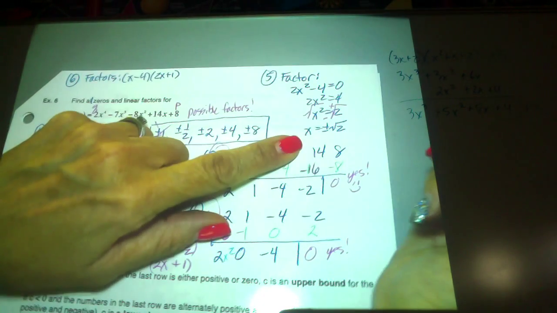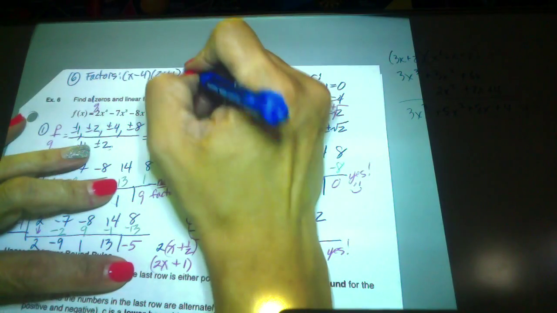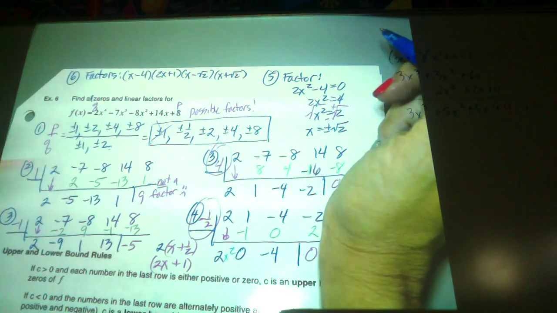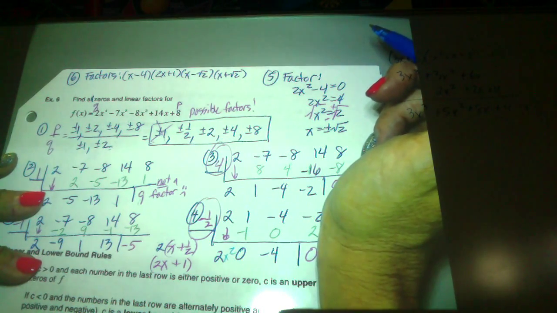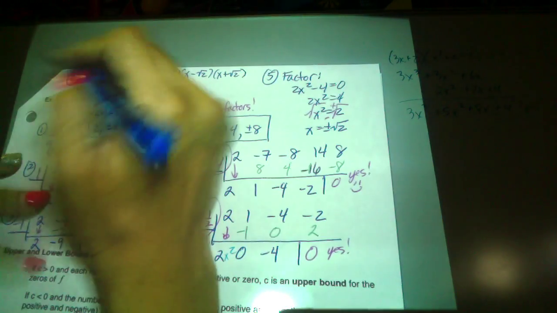And then these ones, how am I going to write positive radical 2 as a factor? Yep, x minus radical 2, and then the other one's x plus radical 2. So there's your 4 factors. No multiplicity, so they all cross the x-axis, and aren't they all real numbers? Look at your zeros.